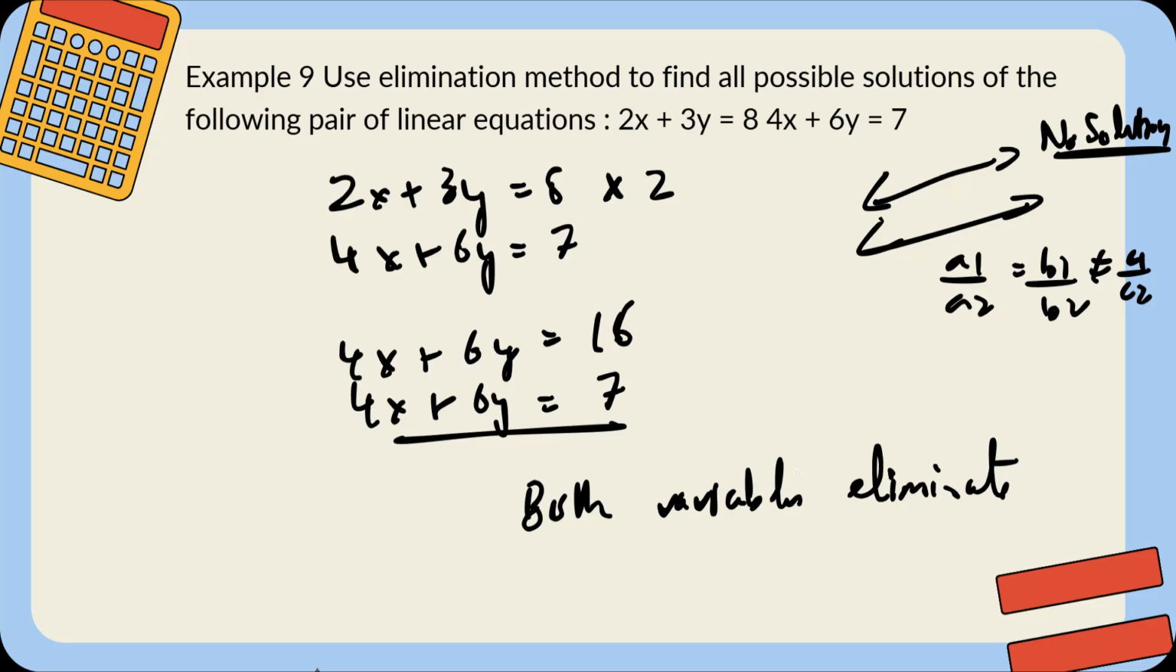If I'm subtracting, this will become what? 16 minus 7, which is what? Which is 9. 0 is equal to 9. That is wrong, right? So not true, right? Not true. Both variables eliminate. 0 is equal to 9 is also not true.